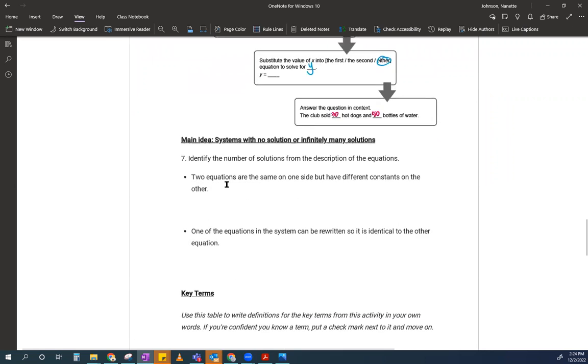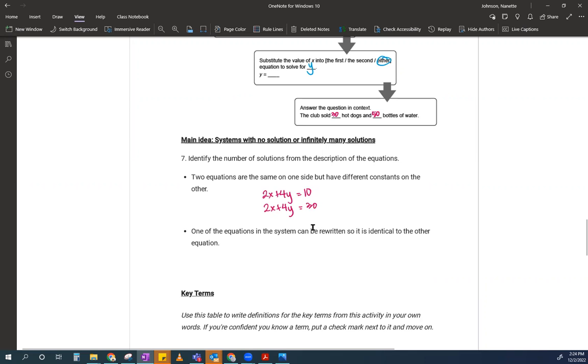Okay. So then it says identify the number of solutions from the description. Two equations are the same on one side, but have different constants on the other. So that looks like this. If it looks like, I don't know, 2x plus 4y equals 10, and 2x plus 4y equals 30. Two equations that are the same on one side, but have different constants on the other. What does that mean? So this is the case of no solution.